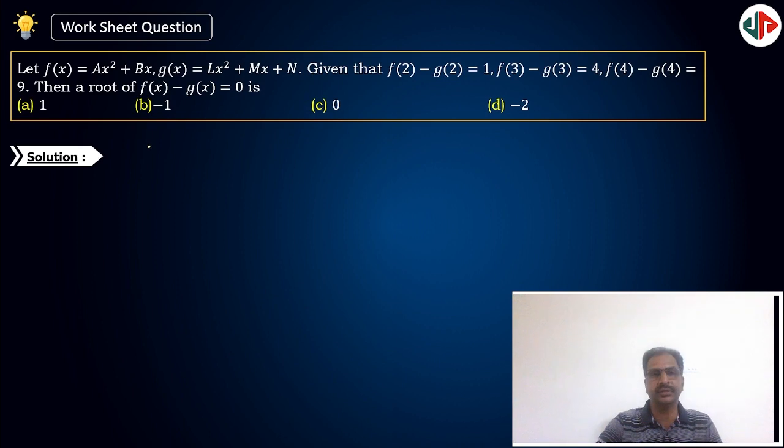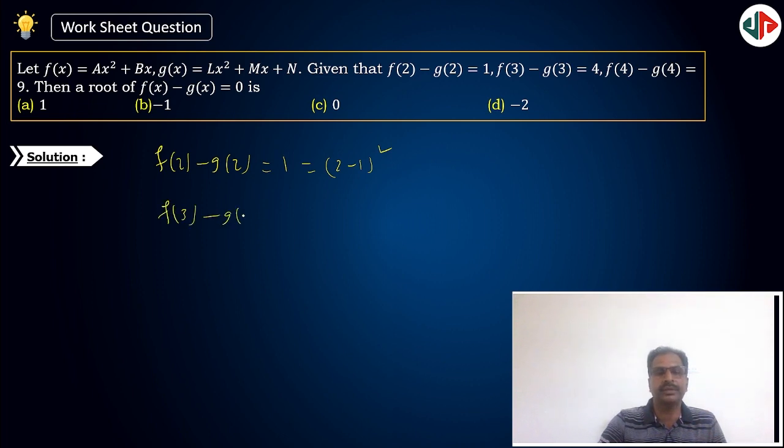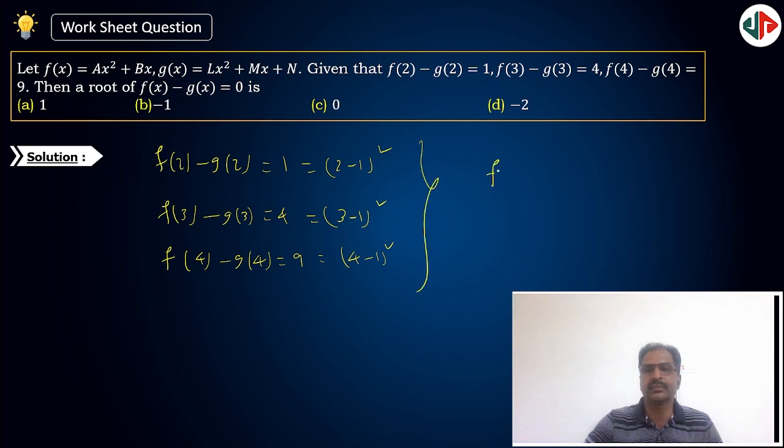F of x is given, g of x is given. F of 2 minus g of 2 is 1. That 1 I can write as 2 minus 1 whole square. F of 3 minus g of 3 is given as 4. That 4 is nothing but 3 minus 1 whole square. F of 4 minus g of 4 is 9. That 9 can be written as 4 minus 1 whole square. So by looking at all this, we can say that f of x minus g of x is equal to x minus 1 whole square.